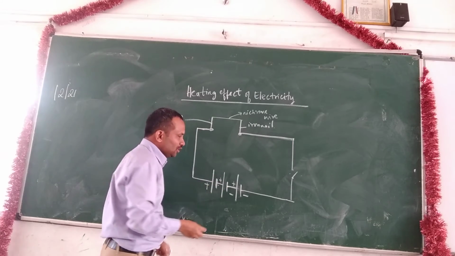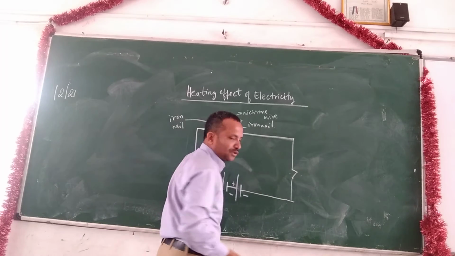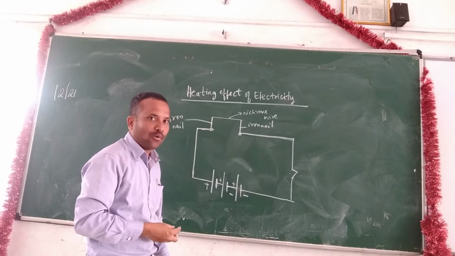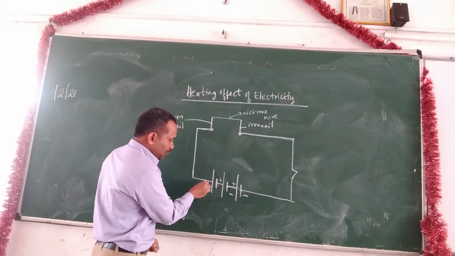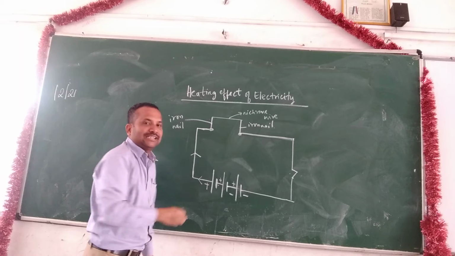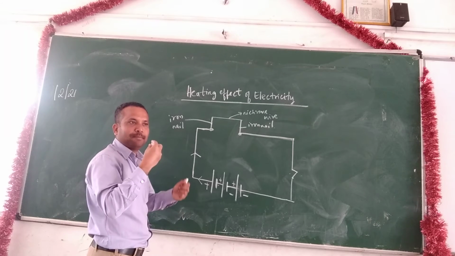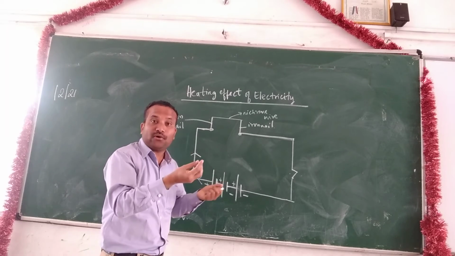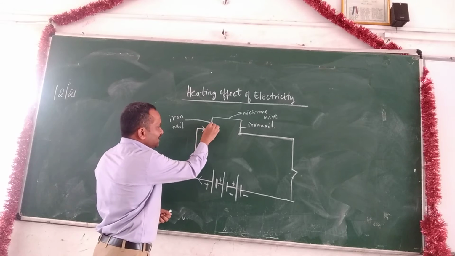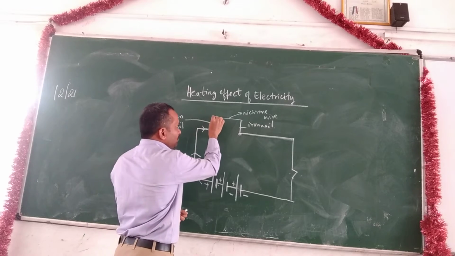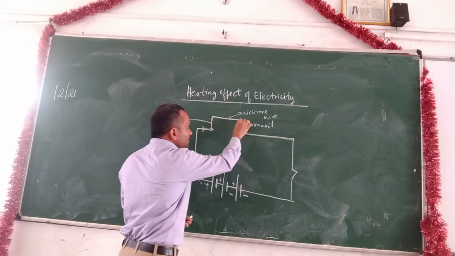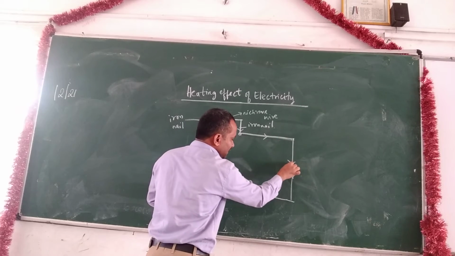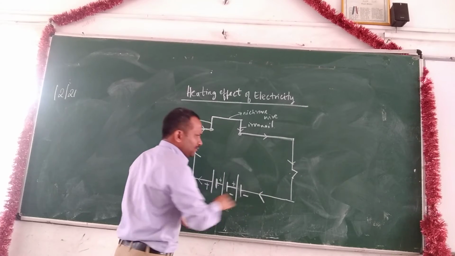So when you switch on, children, what happens? Current starts to flow from the positive terminal through the circuit. It finally reaches the iron nail. From the iron nail, it has to pass through the nichrome wire here. So it continues in the nail and it continues in the circuit. This process continues.